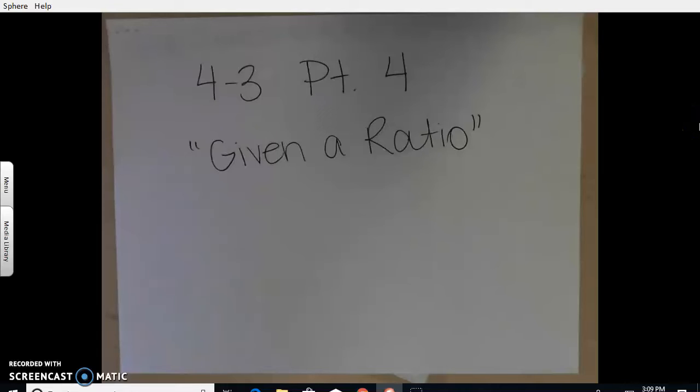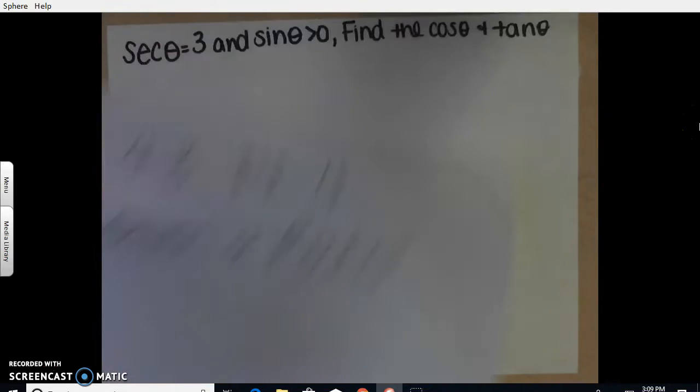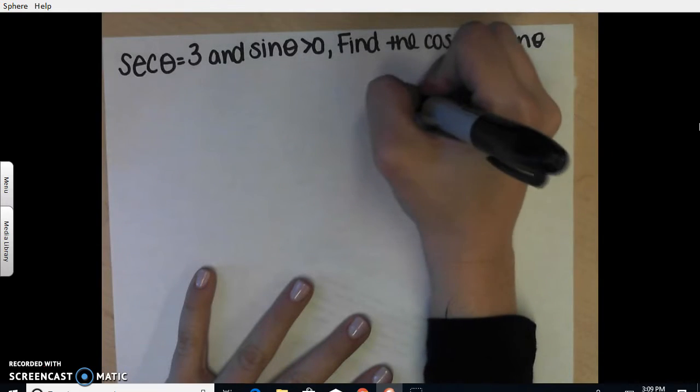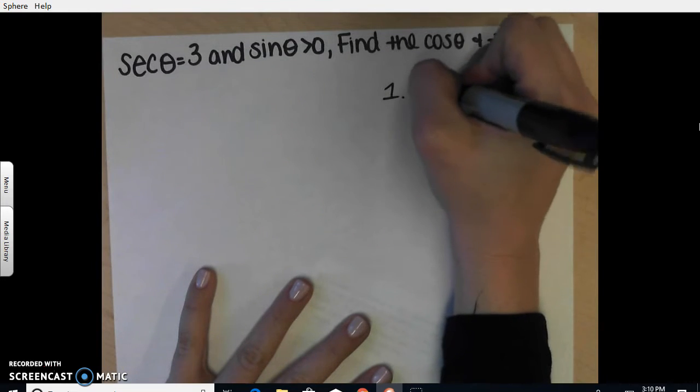For 3 part 4, given a ratio. So if we get a problem, the secant of theta is equal to 3 and the sine of theta is greater than 0, we need to find the cosine and tangent of theta. The first thing we need to do is find our quadrant.